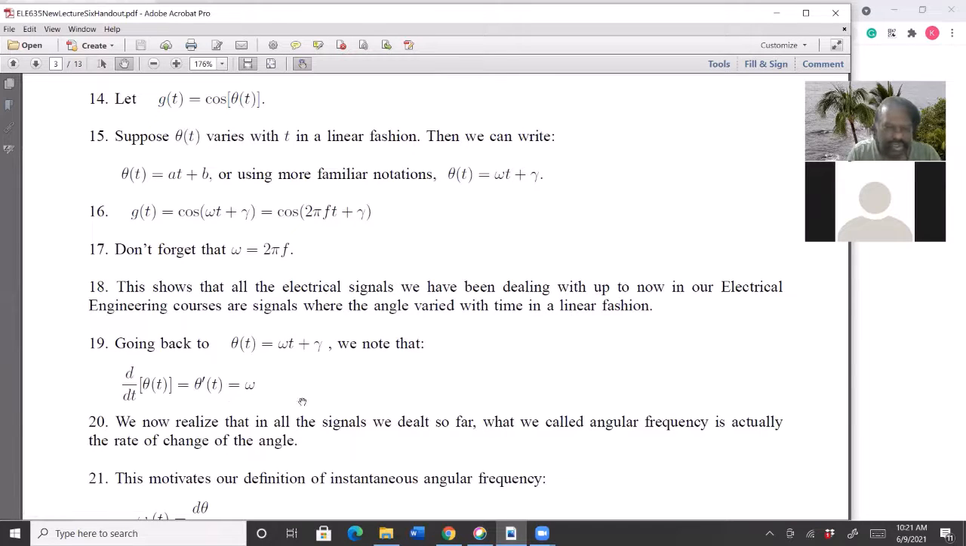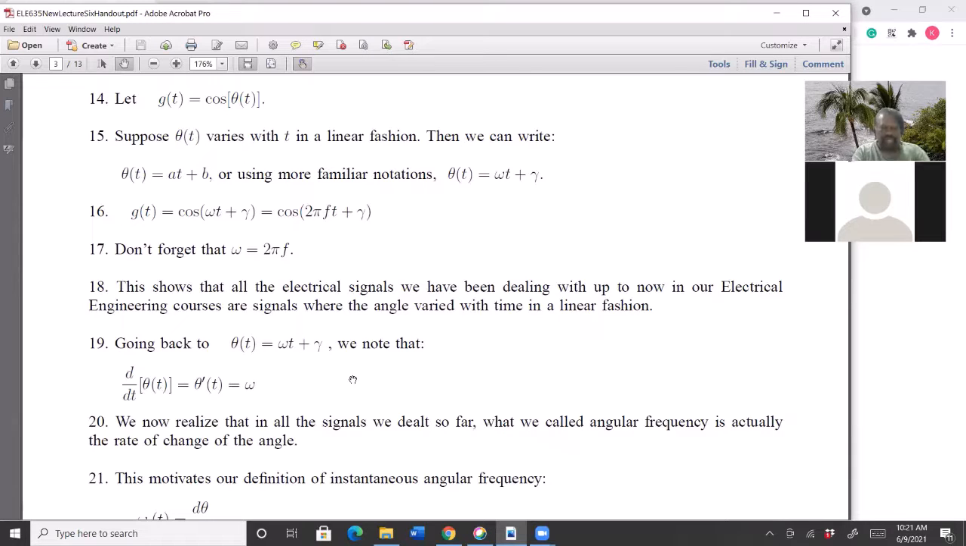This equation should show you that in all the signals we have dealt with so far, what we call the angular frequency is actually the rate of change of the angle. Do you see this? This is a very important revelation. The angular frequency is actually the rate of change of the angle.